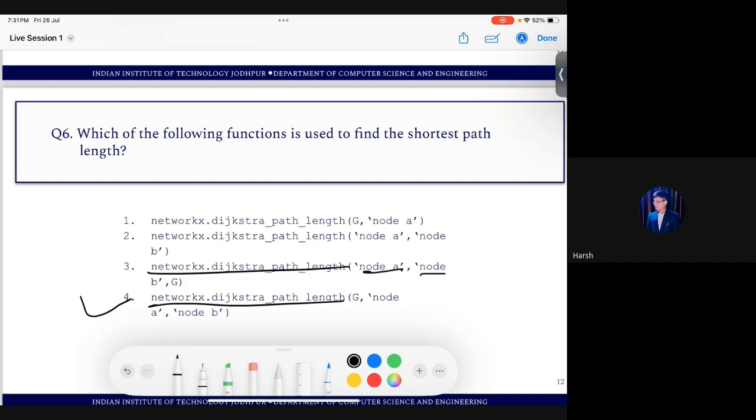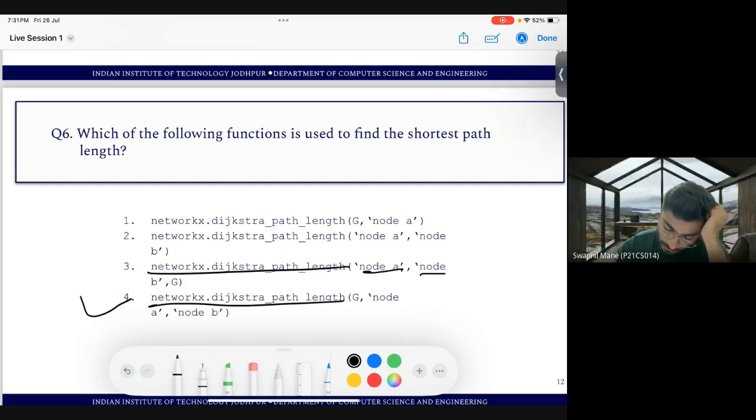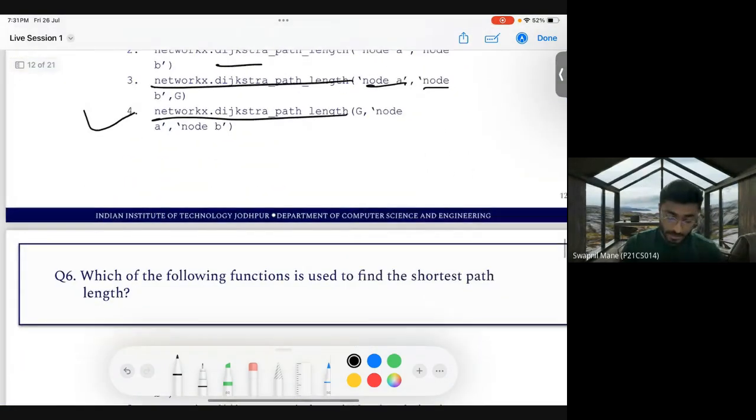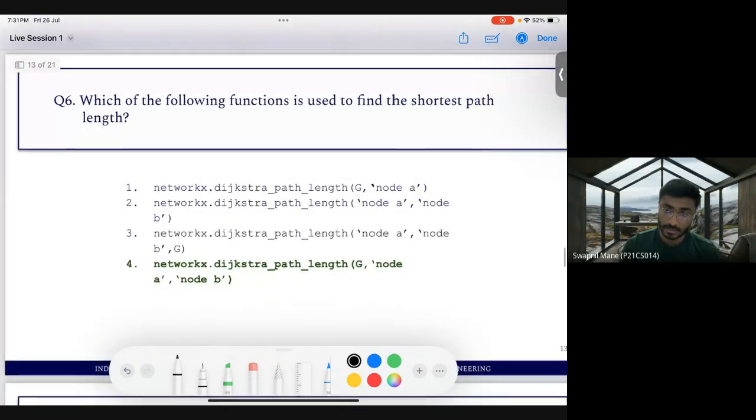Right. So here this option is already dropped, because it has no destination node. There is no graph here in option two. Okay. Yeah, let's move to the next question.